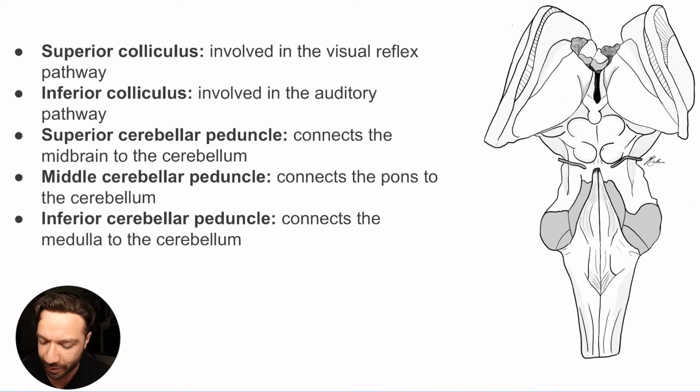So like we said, up here and here, we're going to have the superior and the inferior colliculi. So the superior colliculus, well, this has a role to play in the visual reflex pathway, as well as eye movements. Our inferior colliculus, well, this is involved in the auditory reflex pathway. So if you think your eyes are above your ears, eyes above ears, superior colliculus, inferior colliculus.